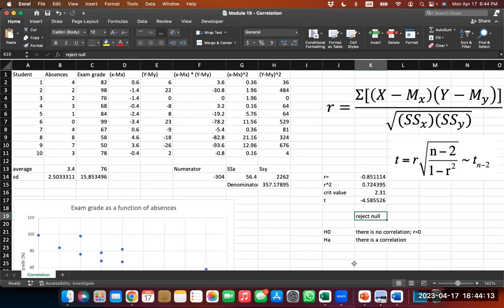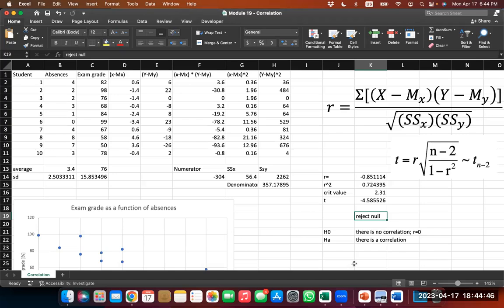So any questions on this? So again, we're doing deviations. We're calculating the product of the deviations. We're summing them up. We get to a numerator. We have square deviations for each of our entries. We're summing them up. We get sum of squares of X and sum of squares of Y. We're square rooting the product of that, gets us to the denominator. The ratio of these two, dividing numerator by denominator, gets us to an R.